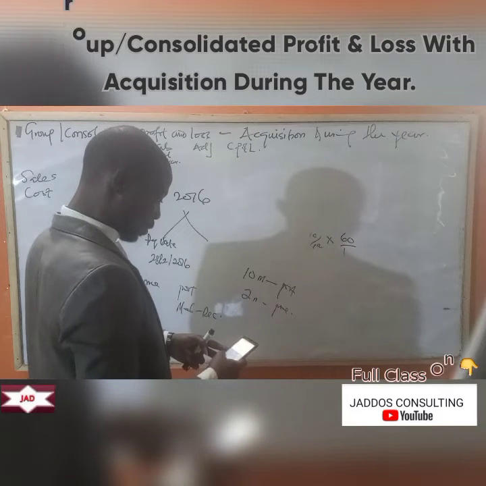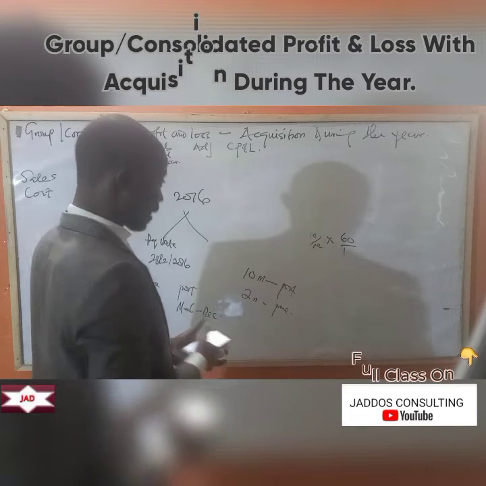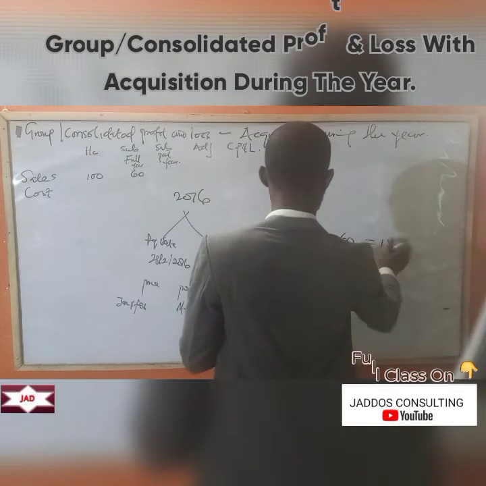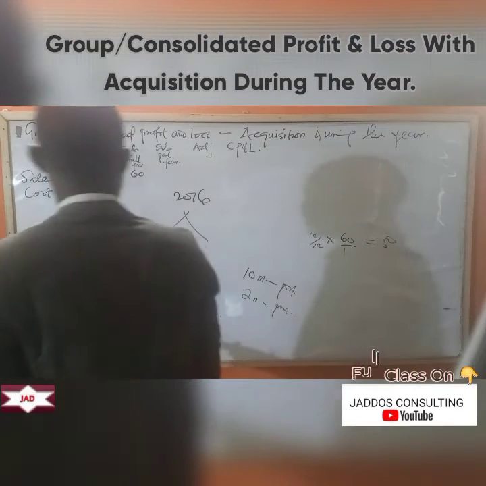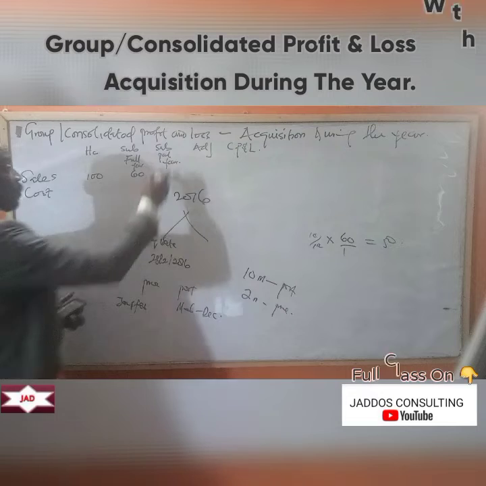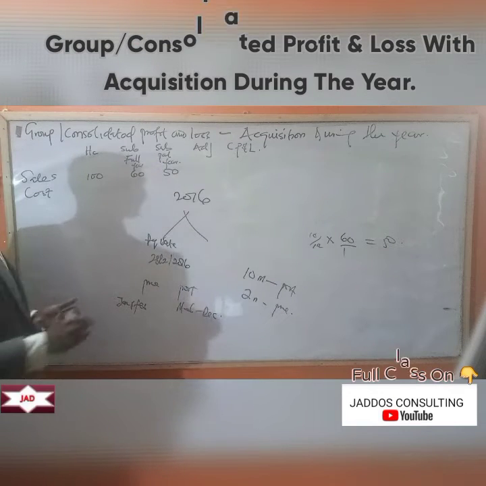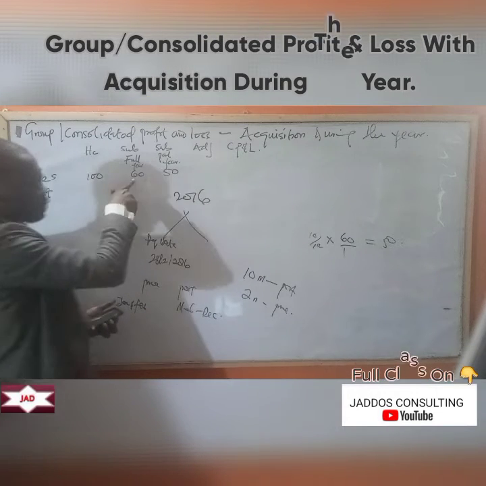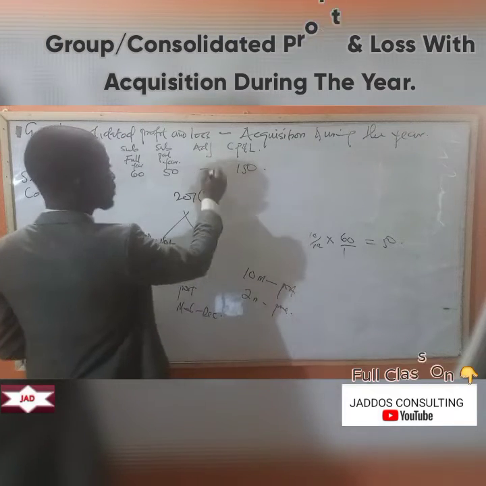Ten divided by 12, times 60. That's 50. So we have 50. So it means that for the part here, this is 50. So for the CP and L, it will be 100 plus 50, not 60. So it will be 150, of course assuming there's no adjustment.